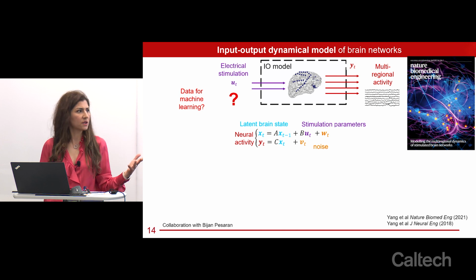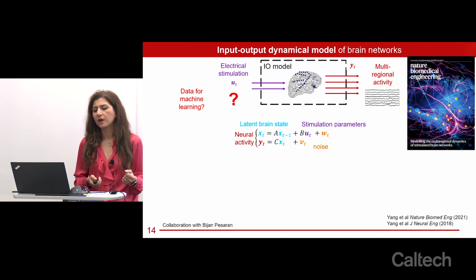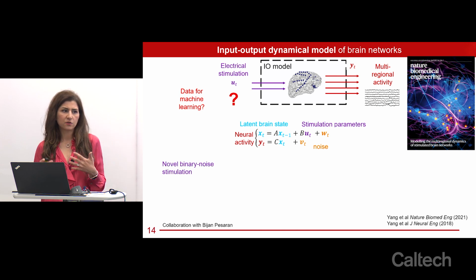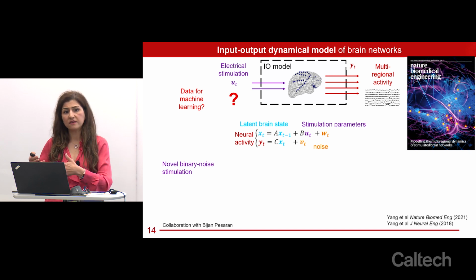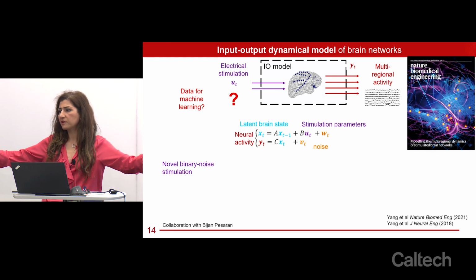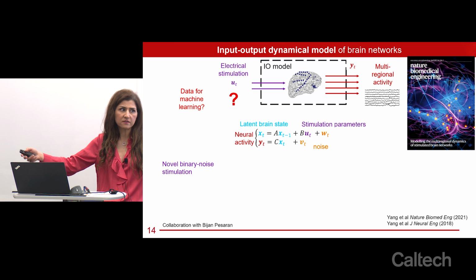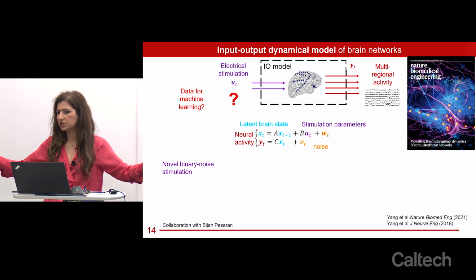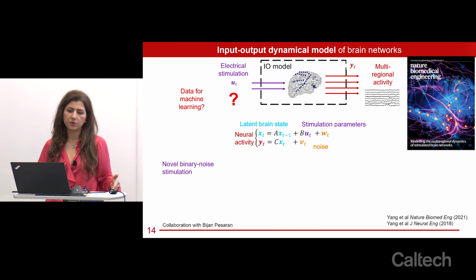But how do we stimulate to get informative data? Now, in a theoretical paper back in 2018, we showed that not any stimulation pattern would work. We essentially need stimulation patterns that excite the brain persistently across all frequency ranges so that we can fit that transfer function accurately all across the frequency range.